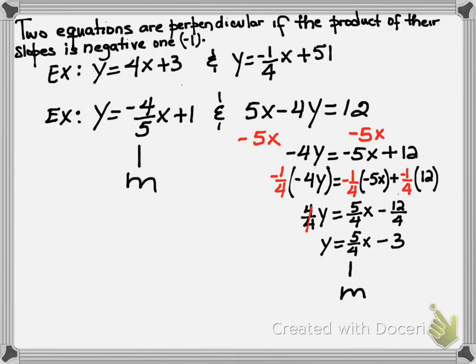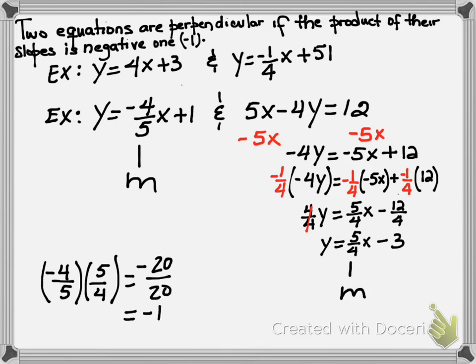We're going to check to see if we multiply the two, will we get -1? And ladies and gentlemen, what we have here, -4 over 5 times 5 over 4 equals -20 over 20, which is -1. That checks out. That means the two equations, y equals -4/5 x plus 1 and the equation 5x minus 4y equals 12, are indeed perpendicular.